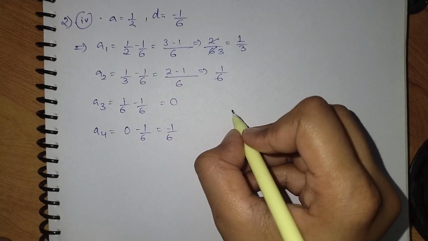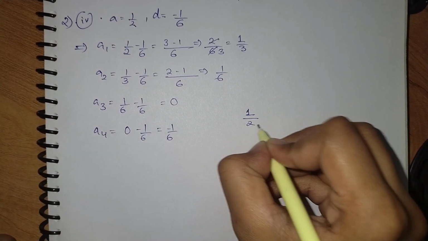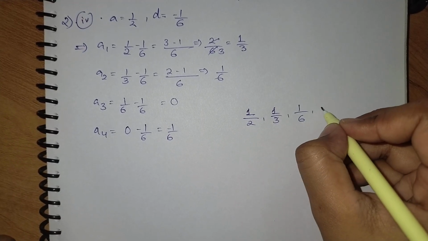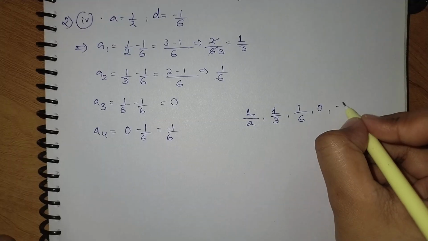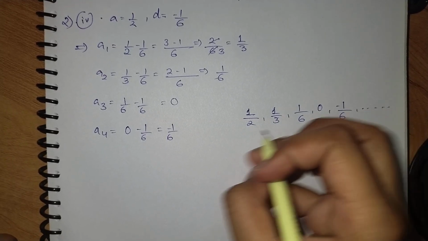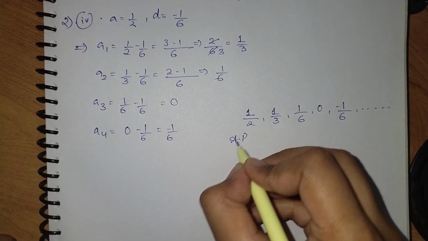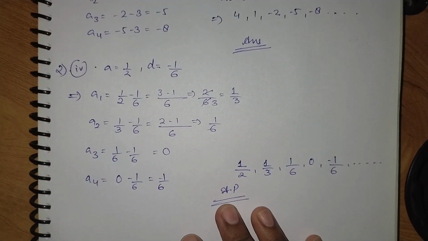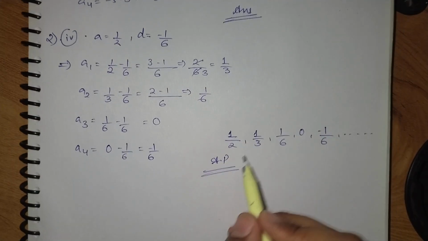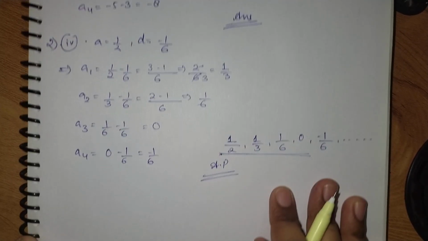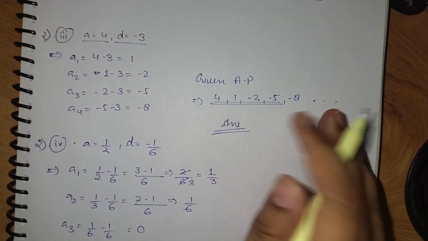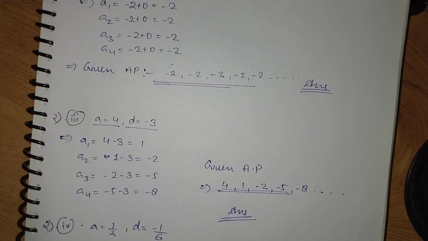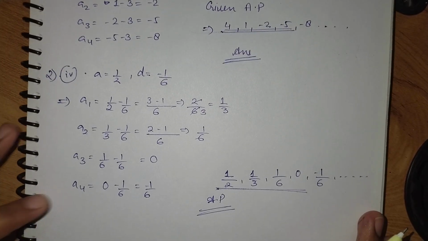So the given AP will be here. First term is 1 by 2, second term is 1 by 3, third term is 1 by 6, fourth term is 0, and fifth term is minus 1 by 6. So these are the given AP in this question which we have to find. Here as given we have to find the first four terms, so we can take first four terms like this, one part, and here also this one part is the first four terms we have to write of an AP. Hence this is the final solution of question number 2, first, second, third, and fourth part.